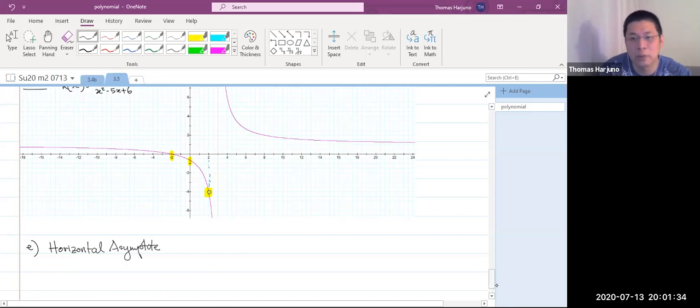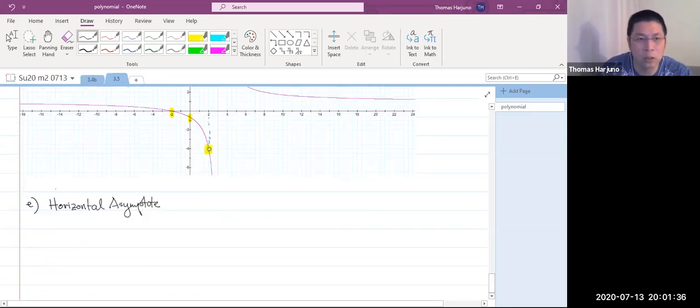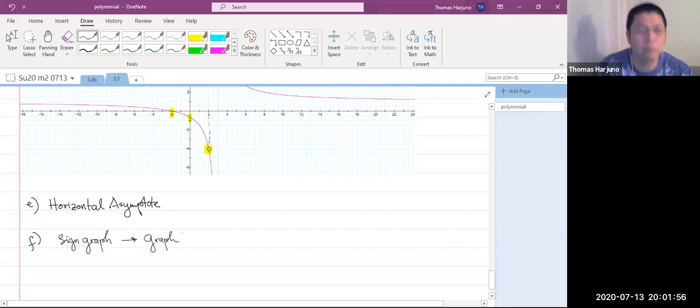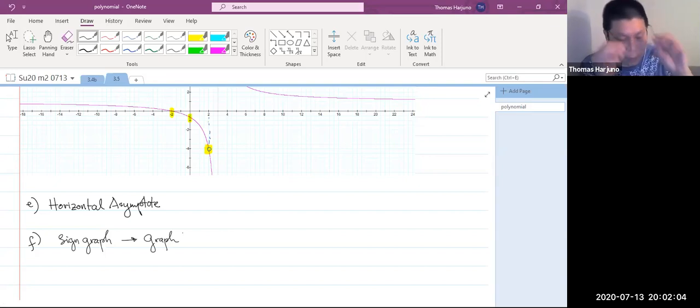Okay, horizontal asymptote. And after we get the horizontal asymptote, we'll do the graph again. And then after that, we formally go to the graph. We will first do the sign graph before we do the graph. Now the sign graph, just like the way we did it before, helps us to see if in that interval after the critical points, it is above or below the x-axis. Okay, more details coming though.